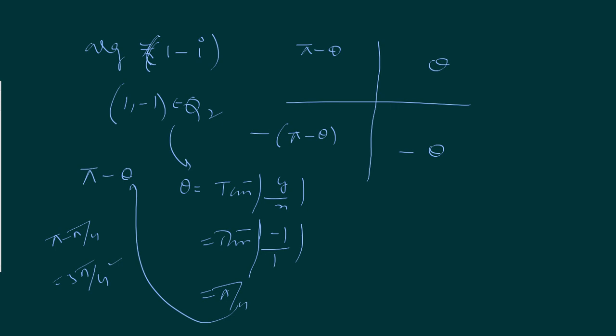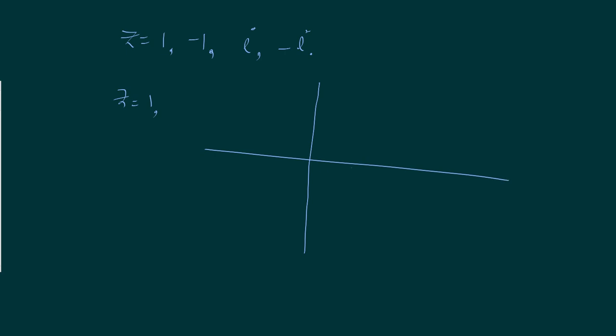Now one more point is when z is given as 1, minus 1, iota, or minus iota. For example, z equal to 1 is given. For the argument of this, first locate where the point is. So 1 means (1, 0), right? So it is here. The argument of z lies on the real axis. Theta is 0.